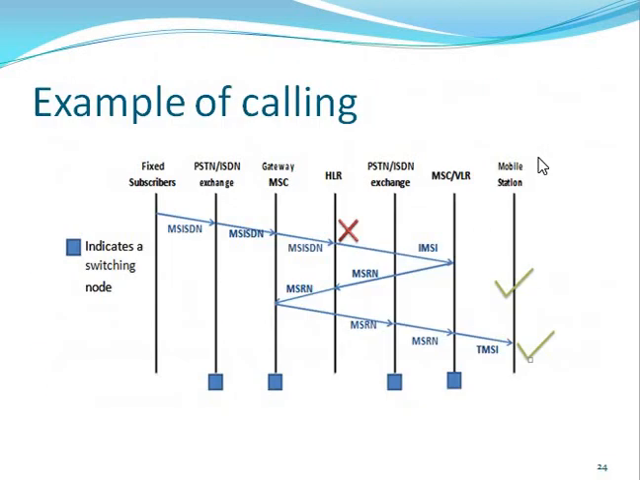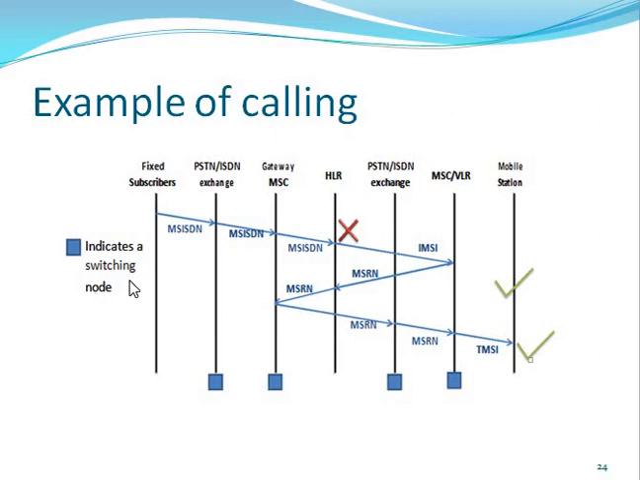So now we can show one example of a call. So this is the fixed subscriber, then it is changed. Then we can show the gateway MSC going, and then the HLR home location information is not used. Then it goes directly to the ISDN exchange, also updating the IMSI number, and finally transmits your signal to the mobile station.